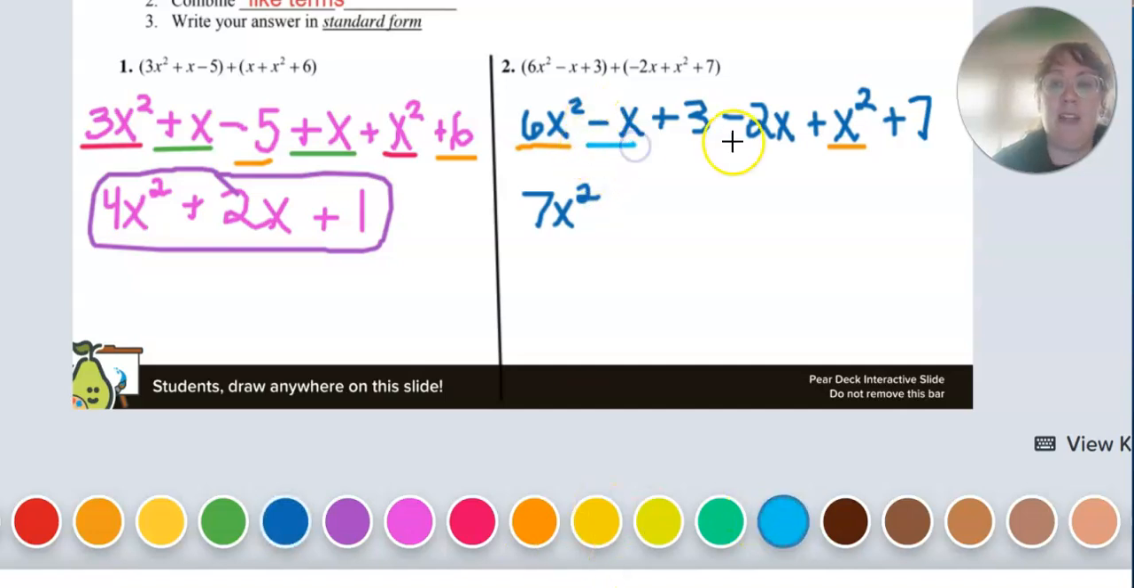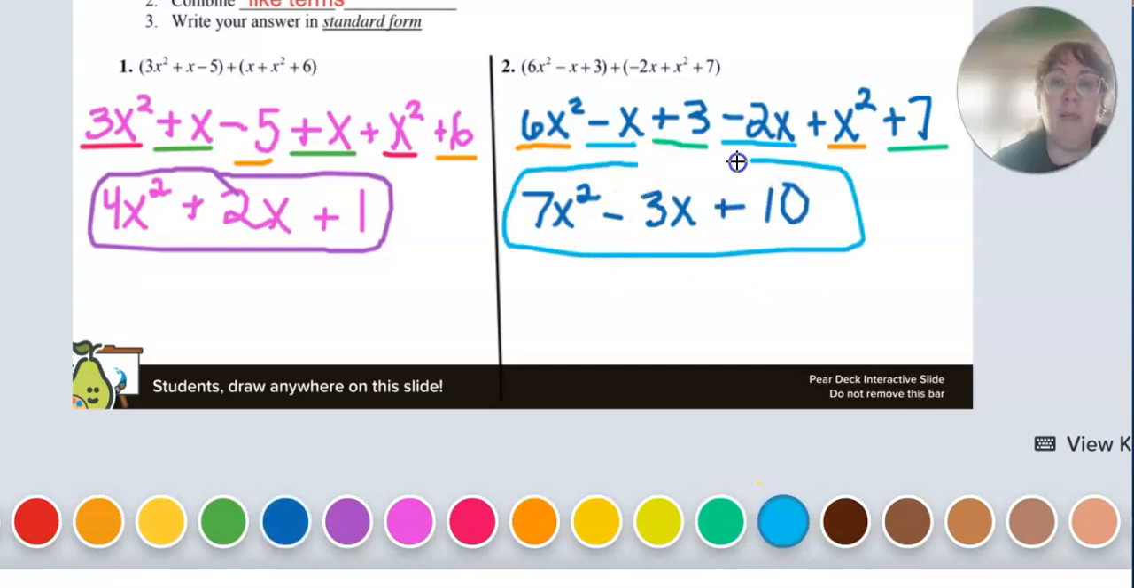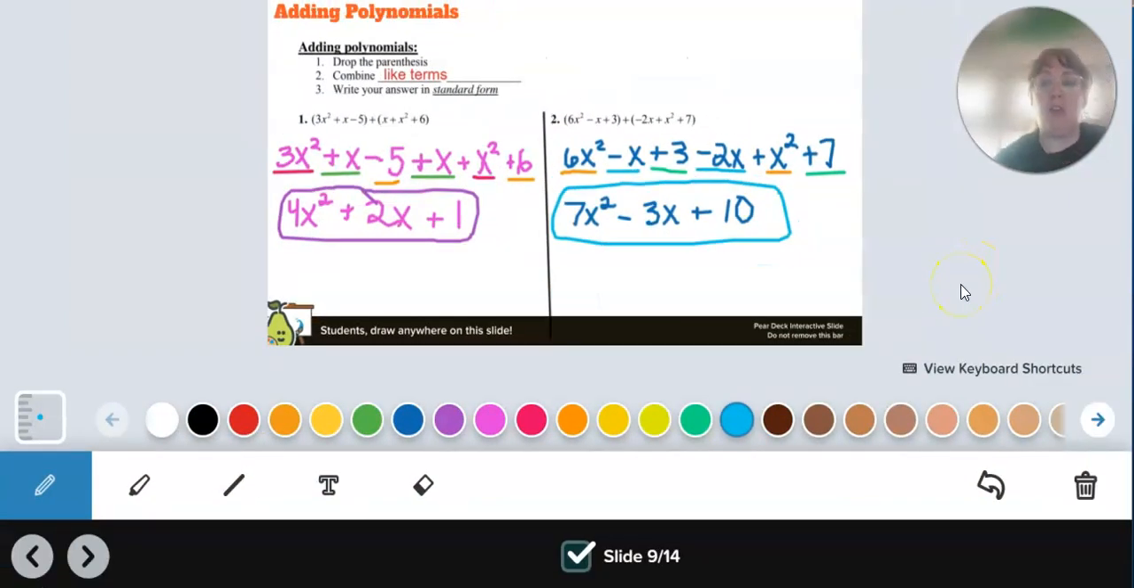We have a -x and a -2x. -1 minus 2 is a -3x. And then we have +3 plus +7, which is going to get us 10. And again, it's already in standard form because we're starting with our biggest exponent and going in order to our smallest. So that's adding polynomials. Drop the parentheses, combine like terms, write your answer in standard form. Once you have everything you need here, push ahead to slide 10.